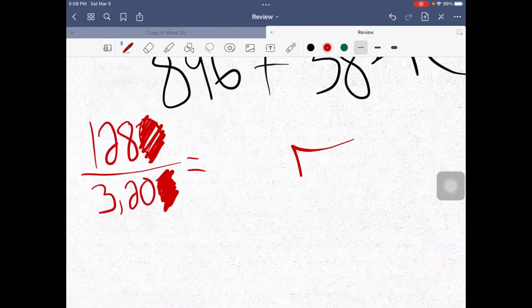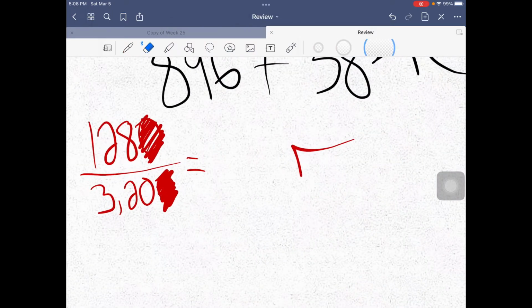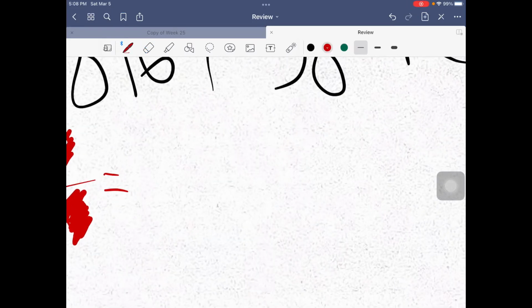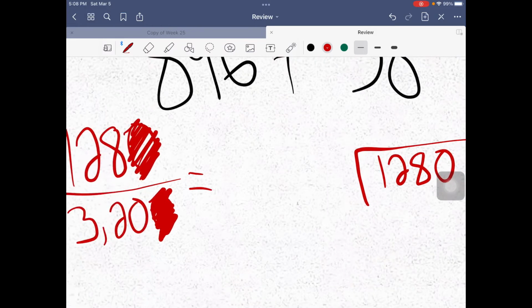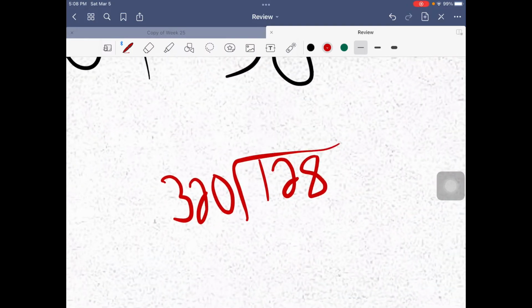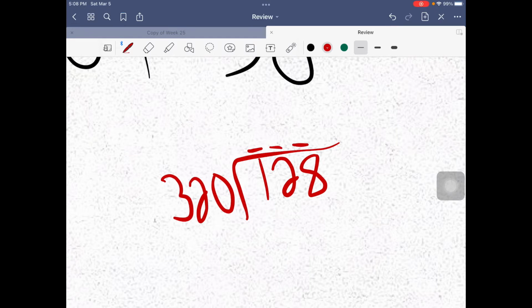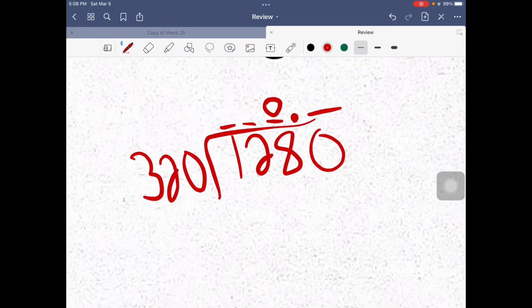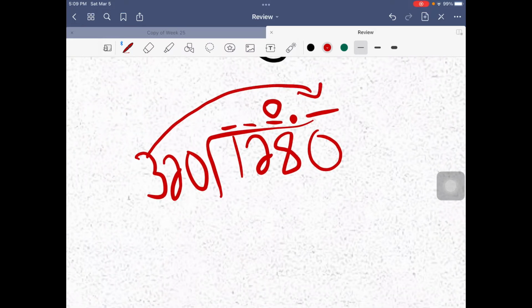Ahora, that means vamos a dividir. Let's go ahead and divide 1,280, I'm sorry, 128 by 320. How many times can 320 go into 128? No cabe. That means we're going to have a decimal. And since we're looking for percentage, it's going to be good. How many times can 320 go into 1,280?